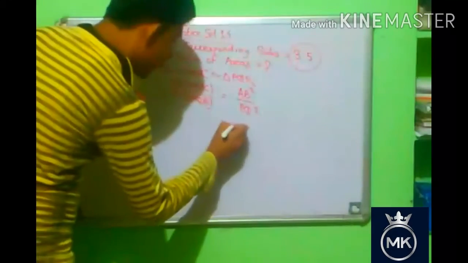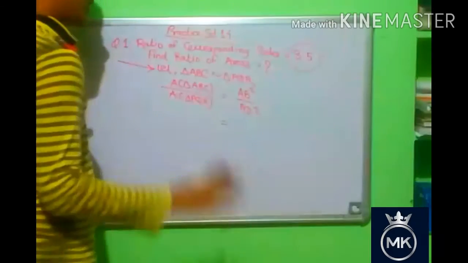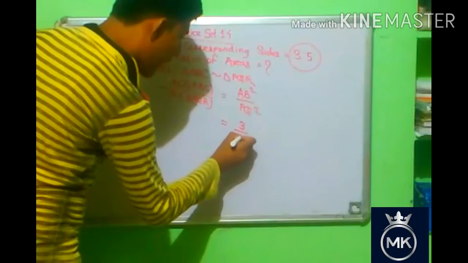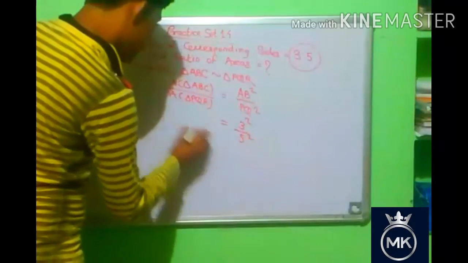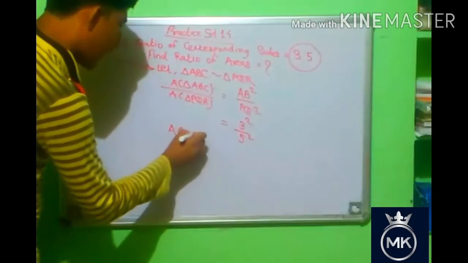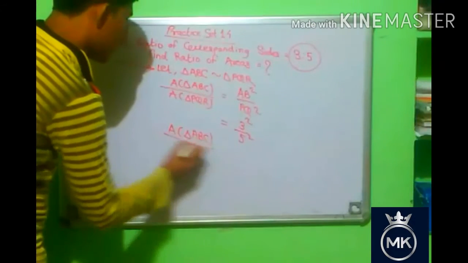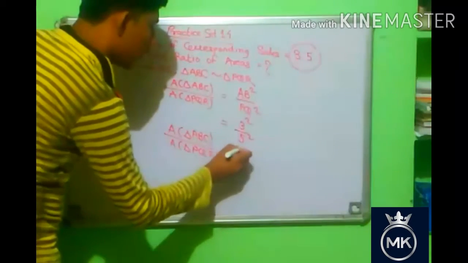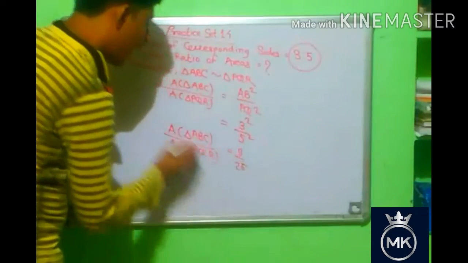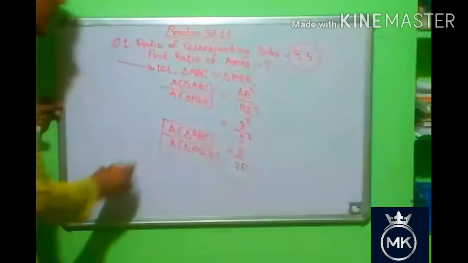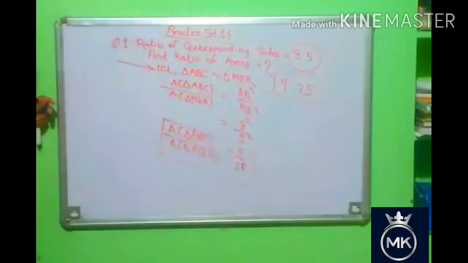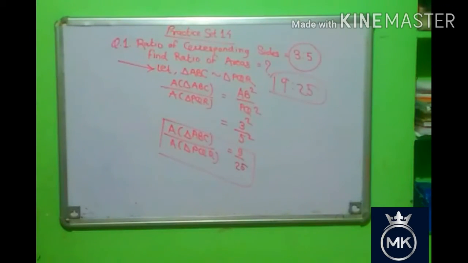So friends, we put in the values. Suppose these are the names of the corresponding sides. So 3 is to 5, that is 3 by 5 square. So area of triangle ABC divided by area of triangle PQR is equal to 9 by 25. 9 is to 25. So our answer is 9 is to 25, the answer of question number 1. So question number 1 is complete here.